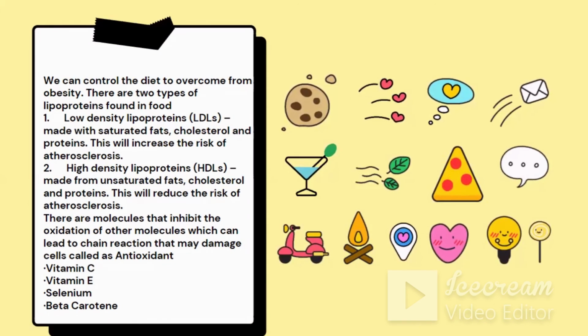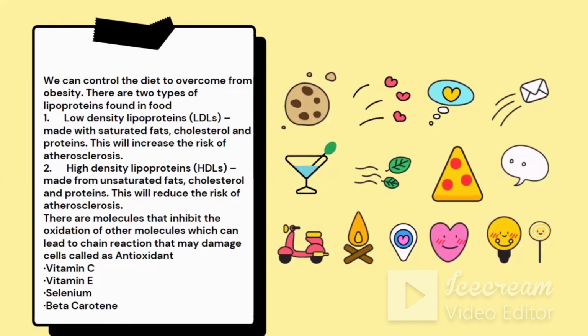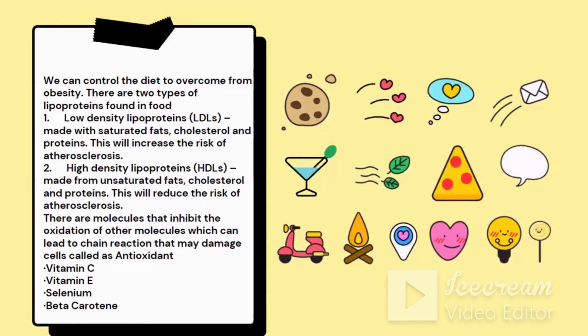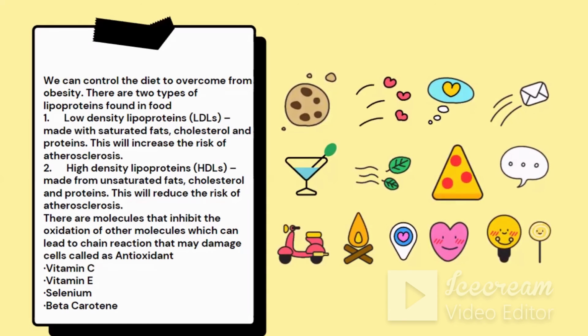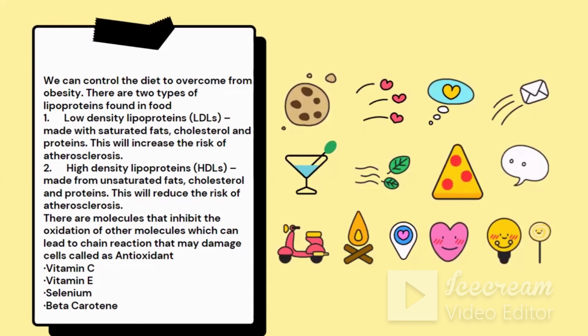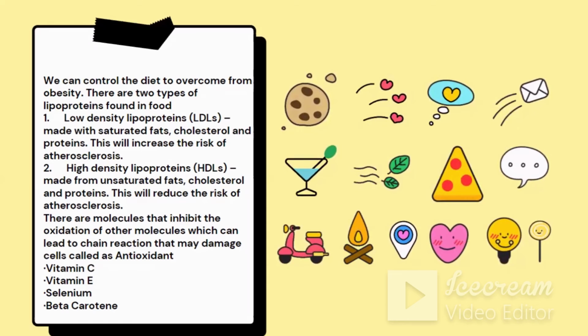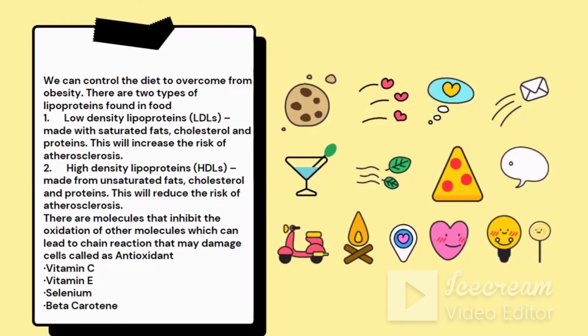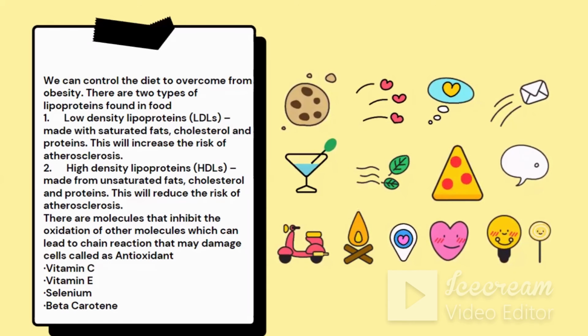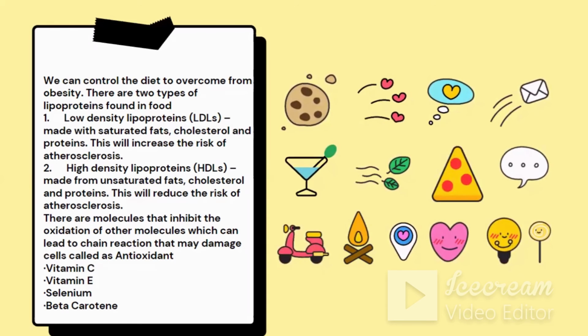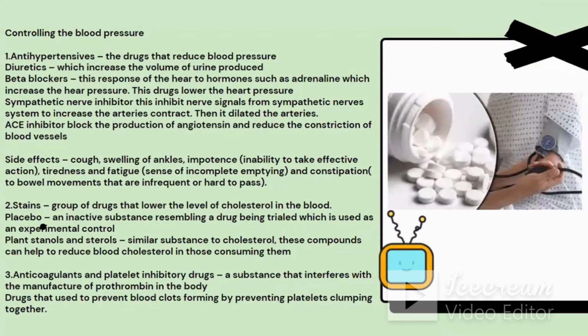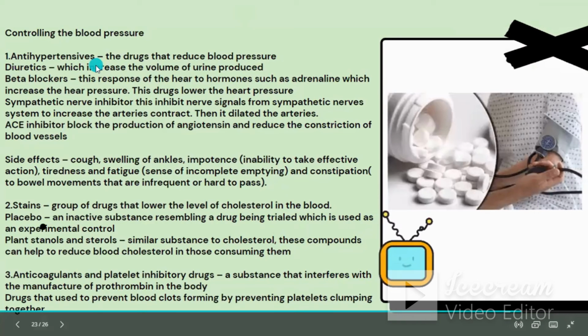This will increase the risk of atherosclerosis. High density lipoprotein consists of unsaturated fatty acids, which contain a double bond. This will decrease atherosclerosis. So it's better to consume more high density lipoprotein than low density lipoprotein, because it will lower the risk of atherosclerosis. And there are also some drugs we can take to reduce atherosclerosis.